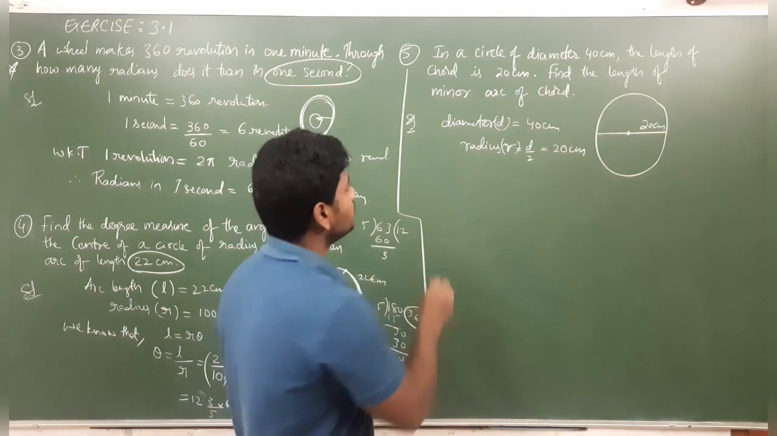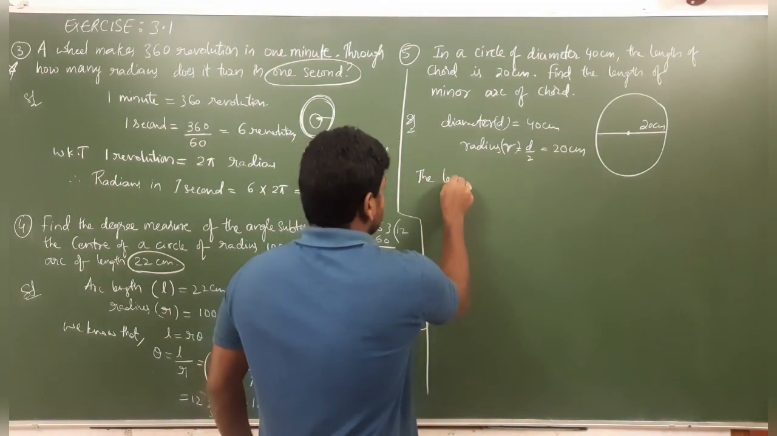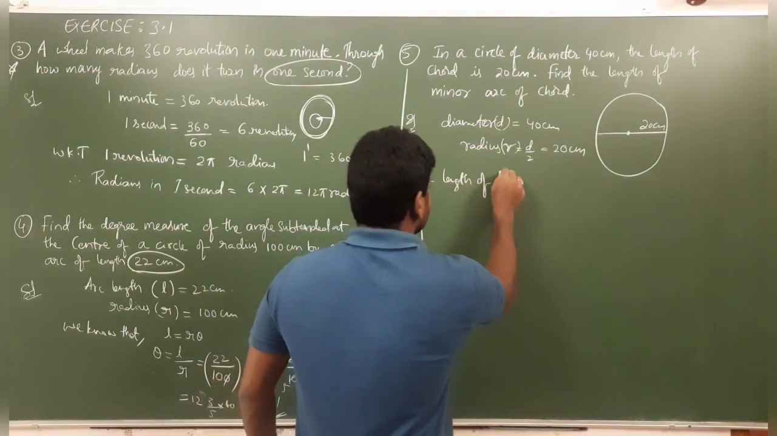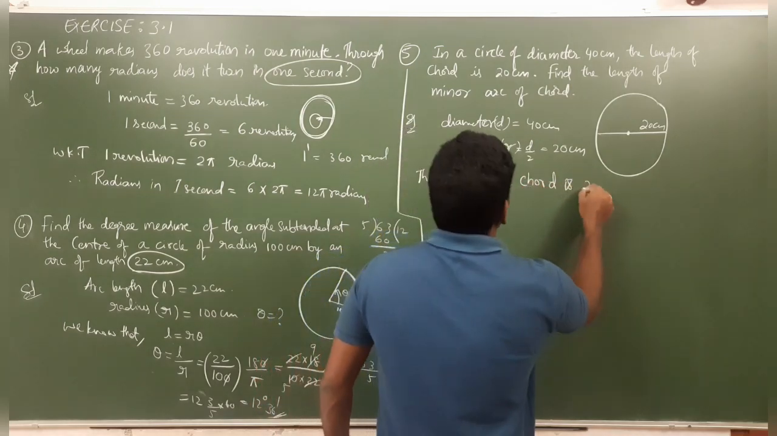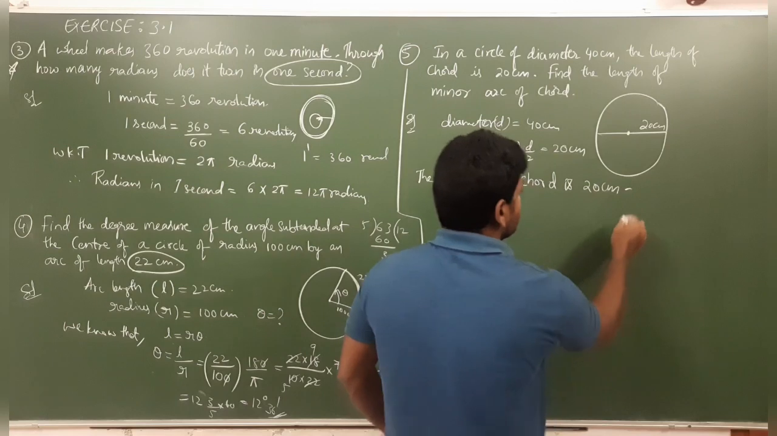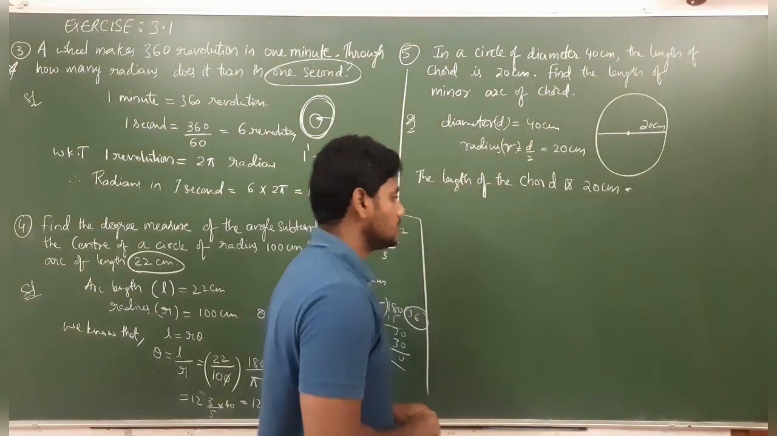Next, the length of the chord. The length of the chord is 20 centimeters. Do you know what you mean by chord? See carefully.